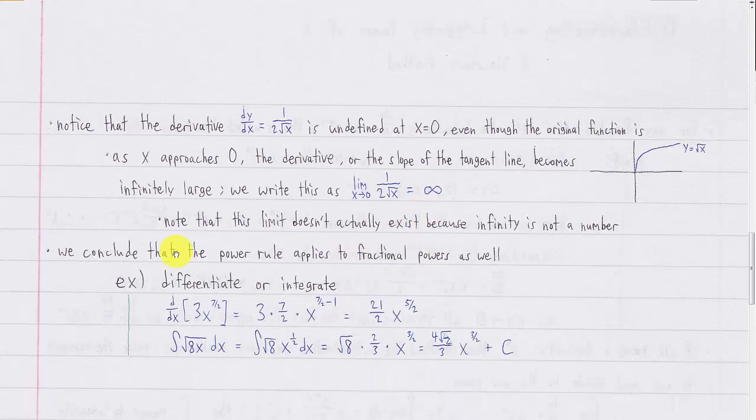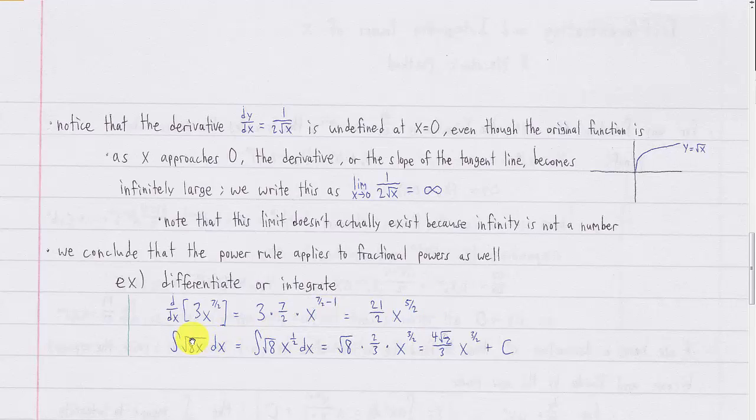So let's do one example of differentiating and integrating each with the power rule. So we have 3x to the 7/2 power. So remember, we ignore the constant for now, and then we bring the power down to differentiate, and then subtract 1 from the power. So we just have 21 over 2 times x to the 5 over 2 power.